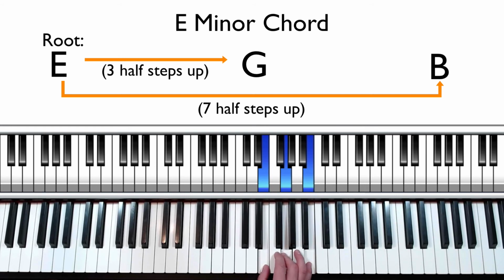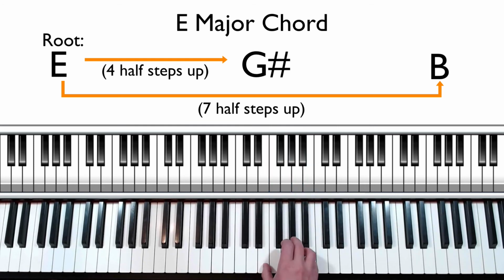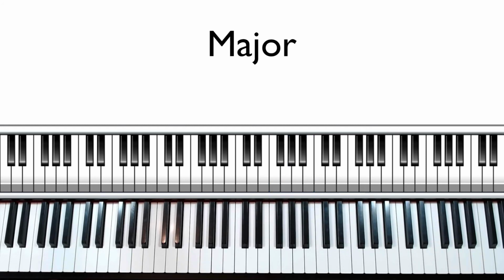And just like we could transform a major chord into a minor chord by lowering that note a half step, we can do the opposite. We can now raise it up a half step and turn a minor chord into a major chord. So let's find that note that's 3 half steps up and we just raise it up a half step. There we go. Now we have an E major chord. So now you know how to make a major chord and a minor chord.